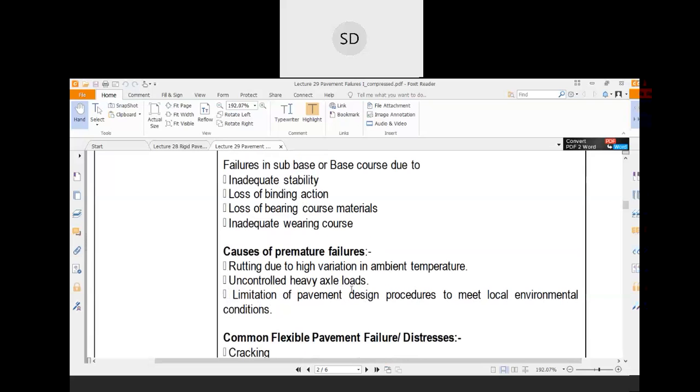There are different types of failures, and the causes of premature failures are rutting due to high variation in ambient temperatures, uncontrolled heavy axle loads, and limitations of the pavement design procedure in meeting local environmental conditions. Suppose you have designed a flexible pavement without considering the local conditions. For example, you know the thickness of the base or surface course should be 200 mm, but you provided that 200 mm without thinking about the quality of the locally available aggregate. Or there may be site conditions like low groundwater levels, distortion of the surface drainage conditions, or some cross drainage work. For that reason also the subgrade may be damaged, which will impact the upper layers of the flexible pavement.